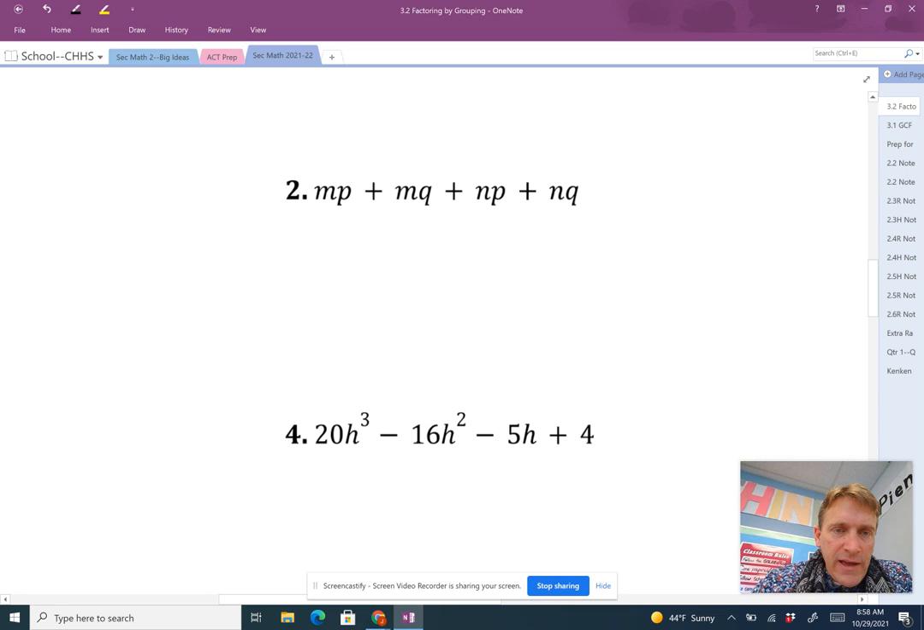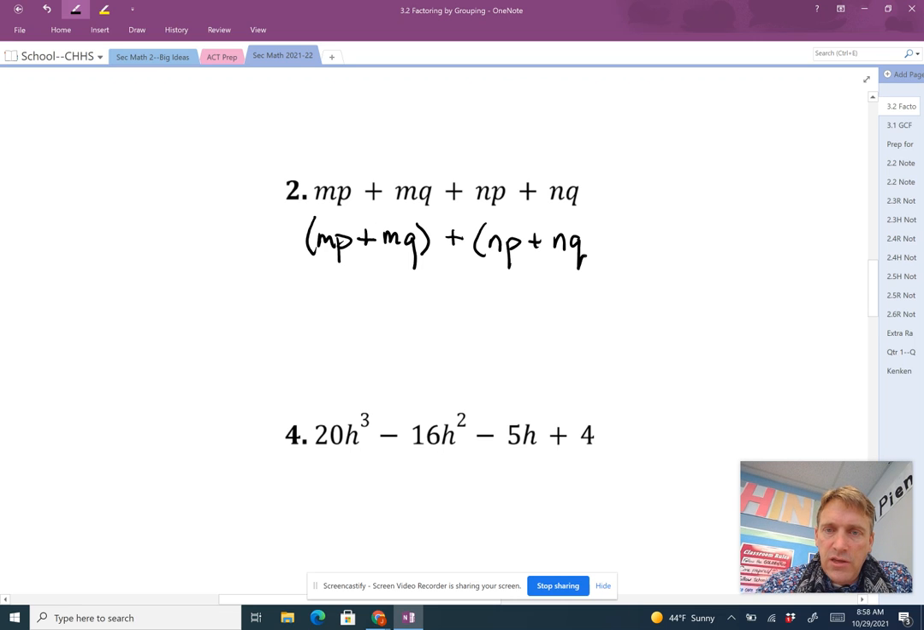So then we group them together. MP plus MQ, plus, and then parentheses, NP plus NQ. And then we factor the greatest common factor from each of them.